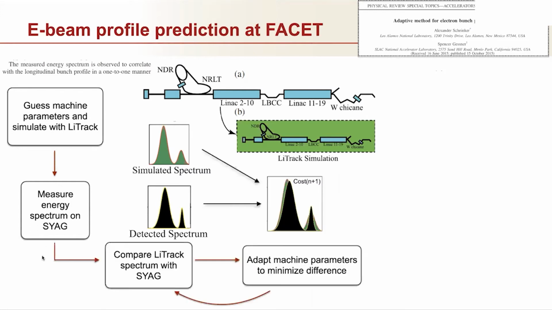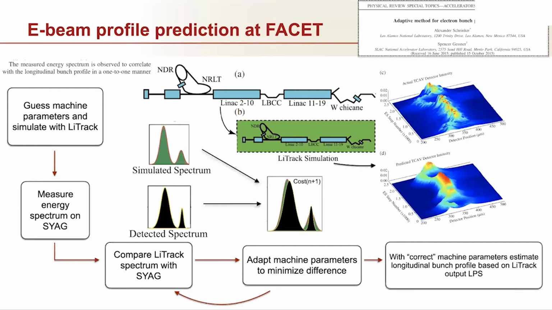And then what they did is simply compare the two spectra with LiTrack and use an adaptive feedback, in this case extremum seeking, to change the machine parameters to minimize the difference. The goal here being that once you achieve a convergence in this cost function, which is just the difference between the two spectra, you would also be able to estimate the longitudinal bunch profile, which you could only measure destructively using a transverse deflecting cavity.